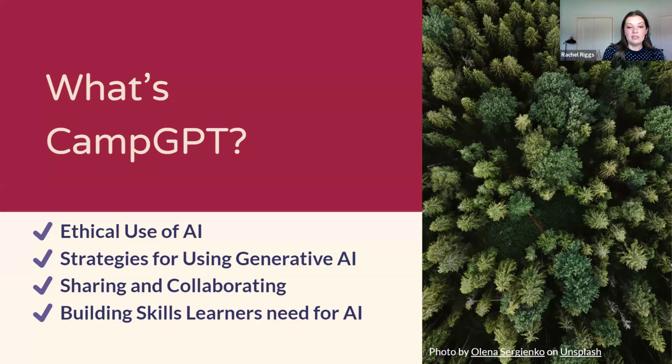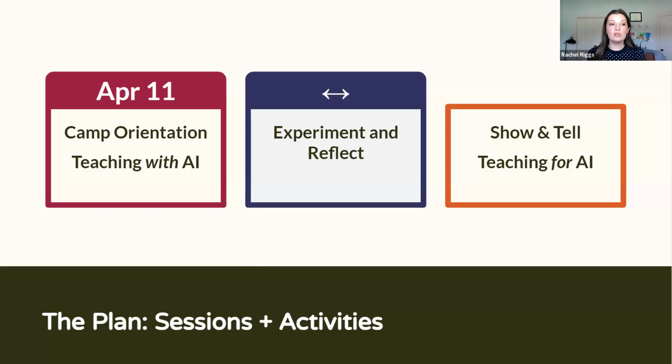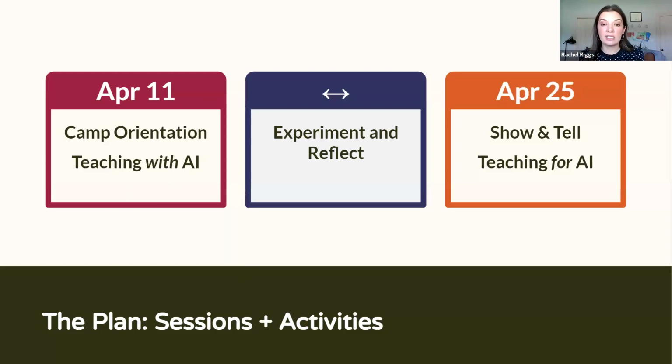So now what's CampGPT? I'm going to give you a little bit of an orientation to the CampGPT process. So we'll start today with just talking about our camp orientation, in other words, what we're going to be doing, and then also teaching with AI. So I'm going to introduce you to different tools. And I'm going to give you, by the end of today, an assignment for experimenting with the tools and filling out a worksheet and reflecting on that process. So that experimentation and reflection will happen between April 11th today and April 25th, our second session.